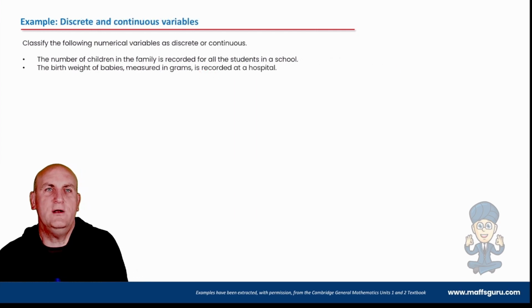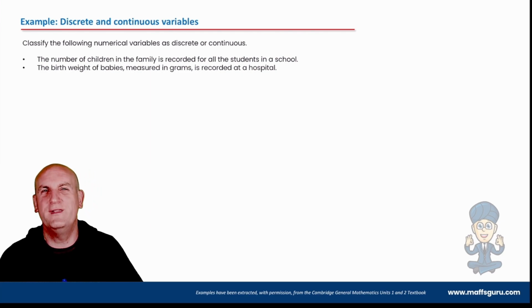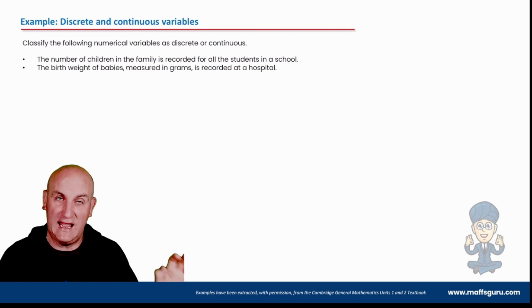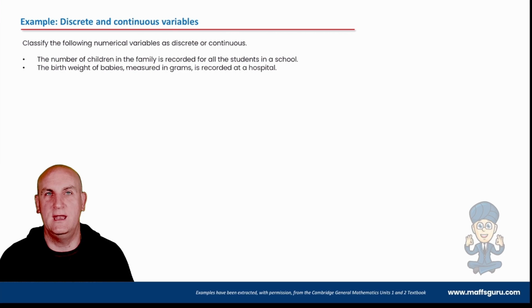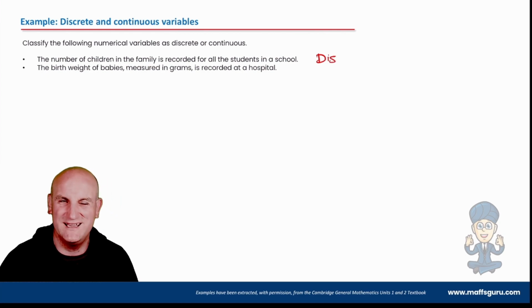Classify the following numerical variables as discrete or continuous. The number of children in a family is recorded for all the students in a school. Well, I can't have 4.7 children. It doesn't make any sense. Might be able to have that as an average, but in this situation, the number of children recorded would be discrete because it's whole number. It's going to take a whole number.